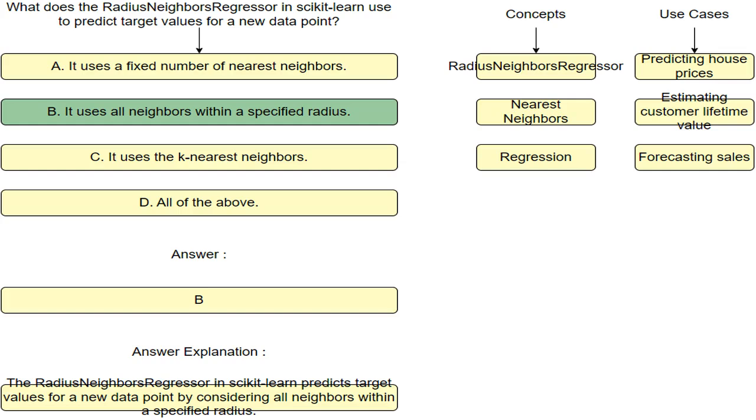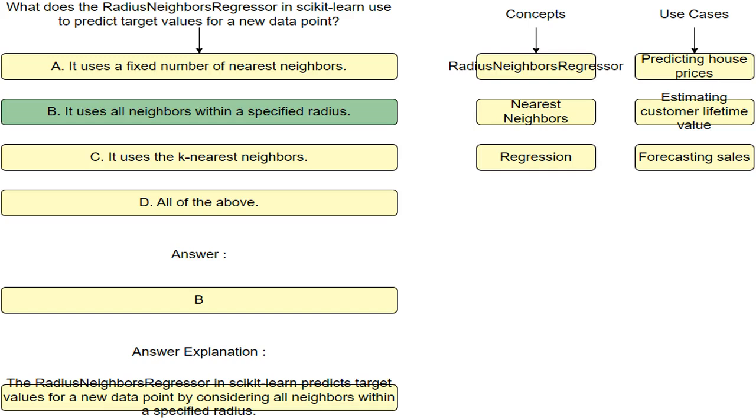1.5, 100. 2.0, 120. 3.5, 150. 4.0, 180. 2.5. 2.2. The radius neighbors regressor would consider the first two data points with distances 1.5 and 2.0 as they fall within the radius of 2.5. The algorithm would use these two data points to make a prediction for the new data point with a distance of 2.2.